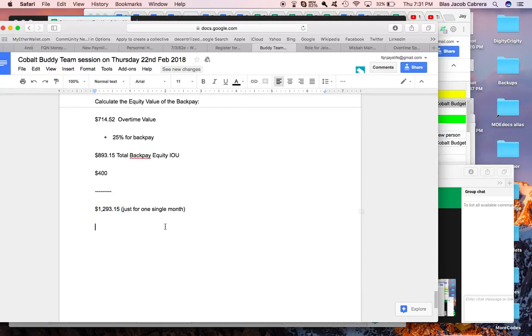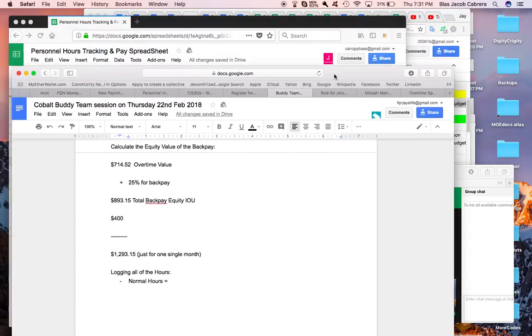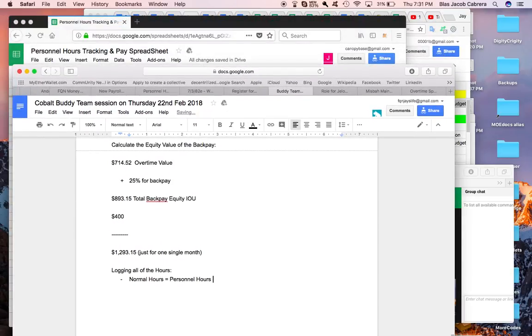So here, I'll write it down. Logging all of the hours. So normal hours go to this one here, the personnel hours tracking and pay spreadsheet. Bonus hours go to the same one, right? That's similar. And so this is the top section. This is the bottom section.